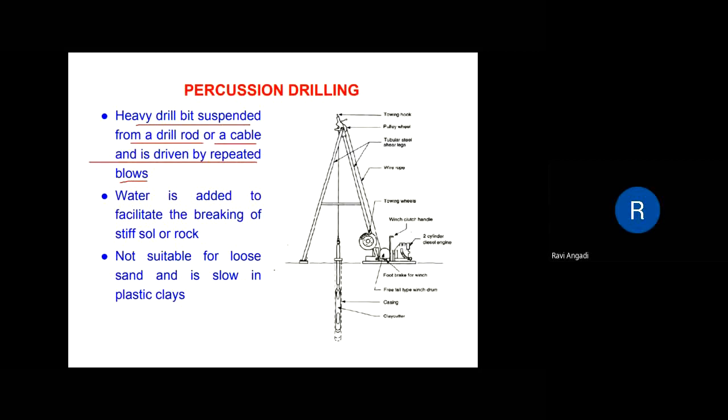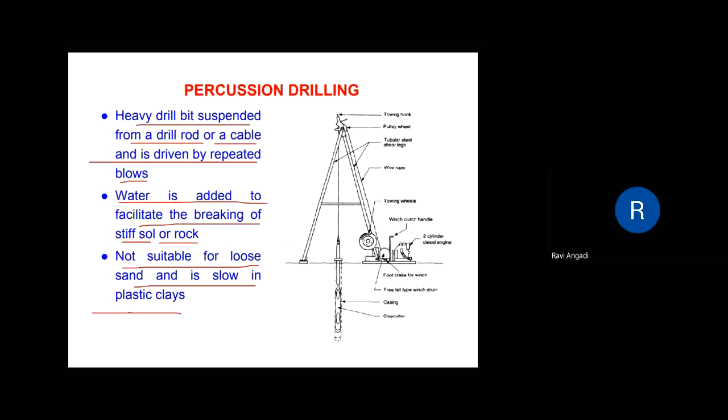This is also one type of wash boring, but it will be used for stiff soil or rock type of strata. If you come across these, this method will be used for getting the samples. Water is added here also to facilitate the breaking of the stiff soil or the rock. This method is not suitable for loose sand and is slow in plastic clays.